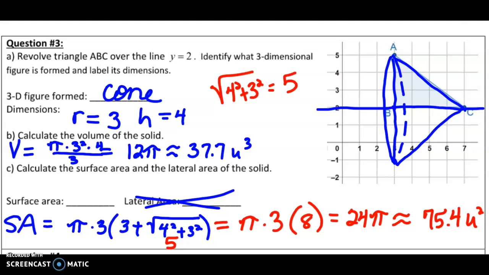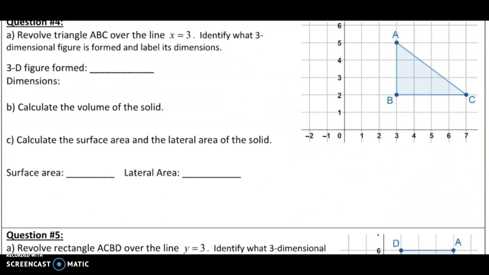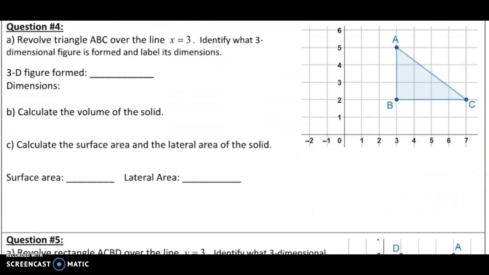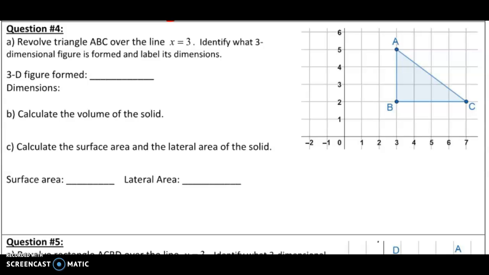Okay, quickly let's see if we can do another triangle. Here we're going to revolve this triangle around x equals 3. And these 2 points are on the line that we are revolving around, so that's awesome. They stay there. Here I'm just going to count. It takes 4 to get from this point to the line. So I'm going to go 4 in the other direction, and then I'm just going to trace it all.